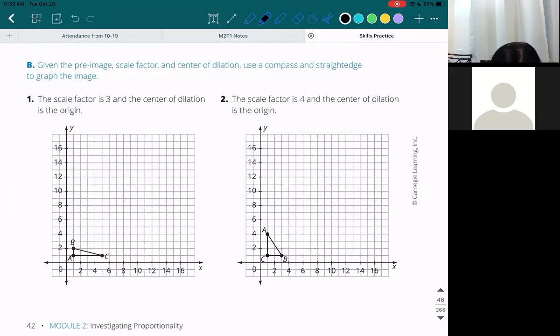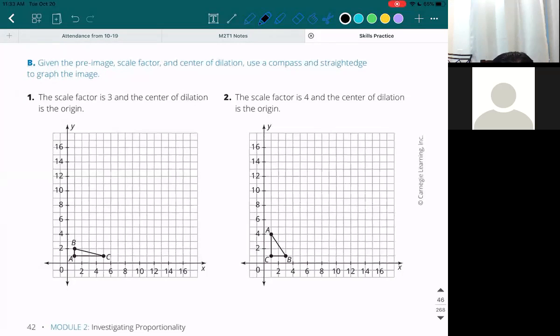And so we're going to read the instructions. Given the pre-image, scale factor, and center of dilation, use a compass and straight edge to graph the image. The scale factor is 3 and the center of dilation is the origin. Okay, so even if you don't have a straight edge, just do your best drawing it, okay? I know not all of us have rulers or a straight edge. You can use your phone as a straight edge. I used to do that. Or if you're doing it on your computer, just try your best to draw a straight line.